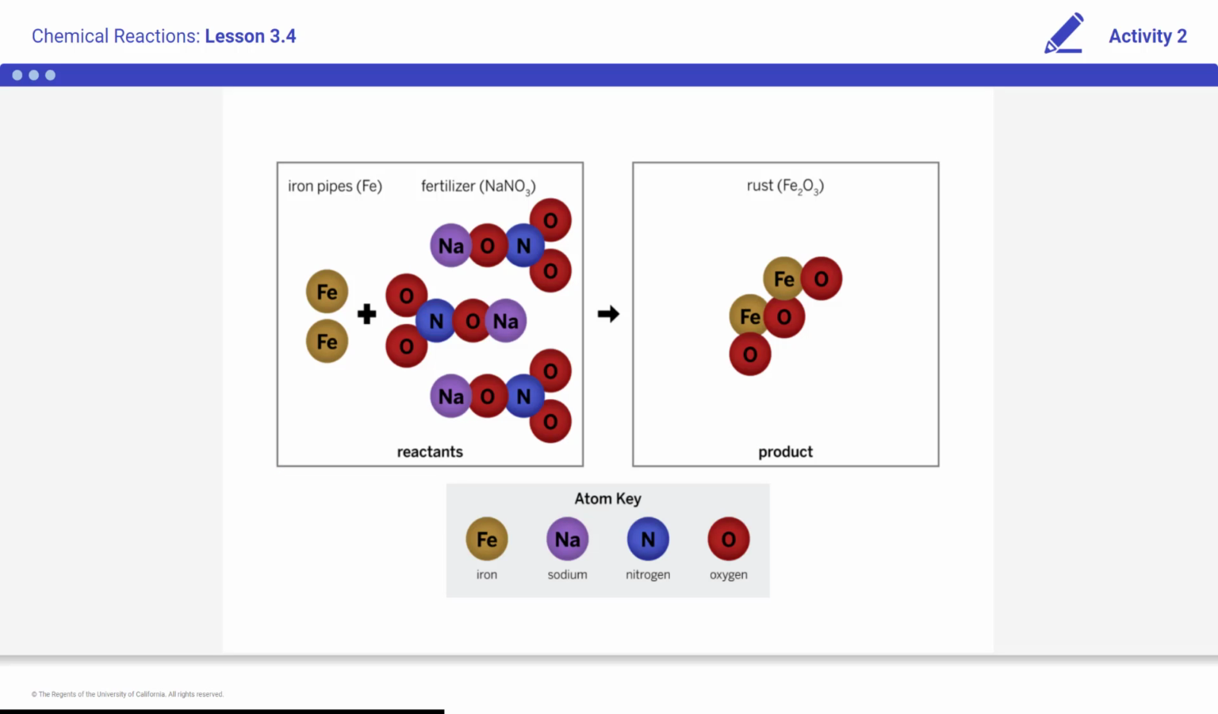Looking at the atomic scale model from the warm-up, I see different atoms on the reactant side than I do on the product side. Is this possible? No. Why not? Because atoms cannot be destroyed during a chemical reaction. What does this tell me about the chemical reaction that formed the rust? It must have formed another product besides the rust.